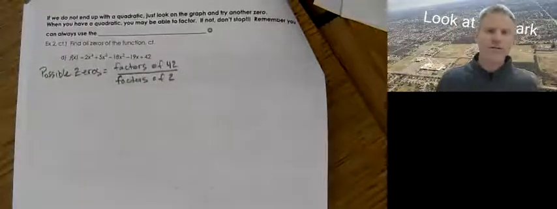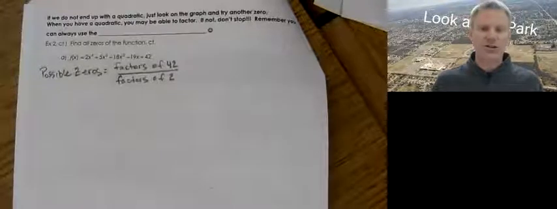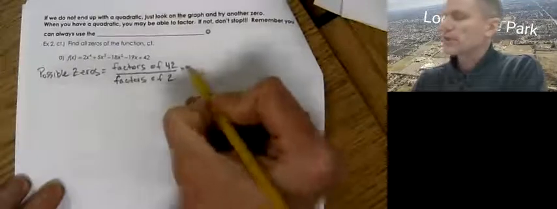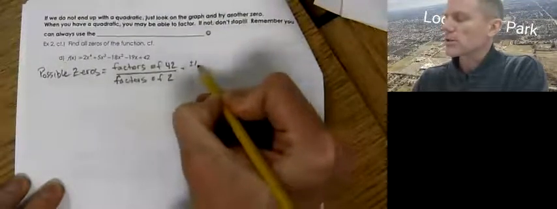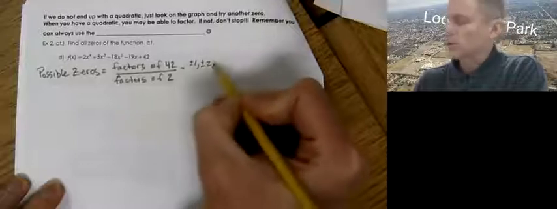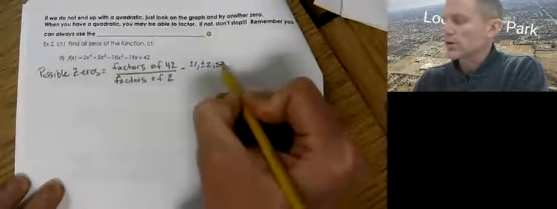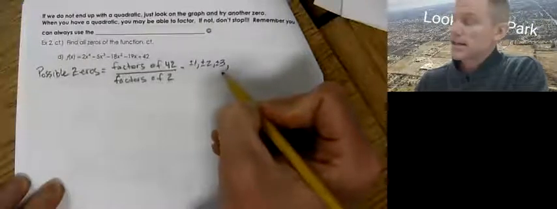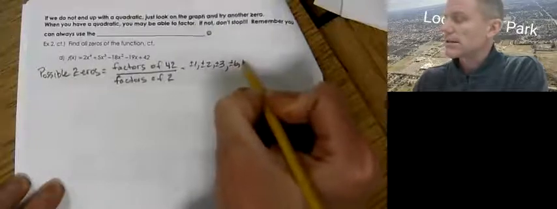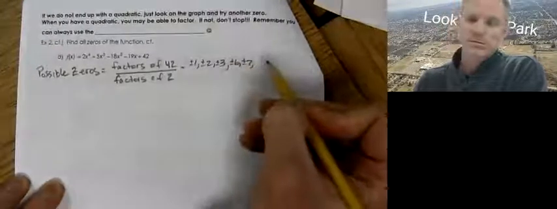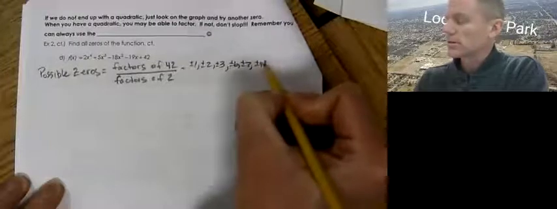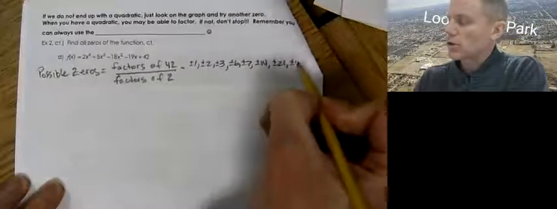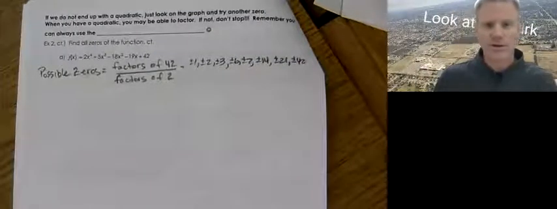So we're going to take the factors of 42 divided by the factors of 2. So the factors of 42 are plus or minus 1. 2 goes into 42. 3 goes into 42. 4 doesn't. 5 definitely doesn't. 6 does. 7 does. 14 does. 21 does. And of course, 42 does. Woo, that's a whole bunch of them.